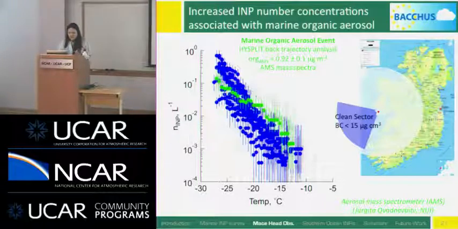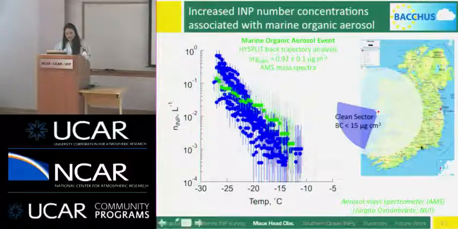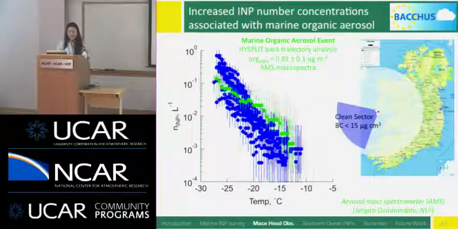Doing a HYSPLIT back trajectory analysis, we have the air mass originating from the North Atlantic during a phytoplankton bloom. We have elevated organic mass concentrations. While this doesn't seem very high, it's very high for this area. The days surrounding this event were less than 0.2 micrograms per cubic meter. And the mass spectra observed during this period matched previously observed biologically driven marine organic events. So we do see an increase. It's not insane by any means, but it is the first time that we've seen this sort of event.